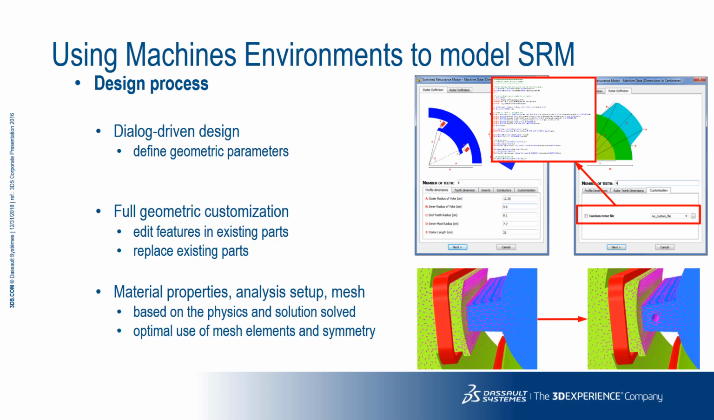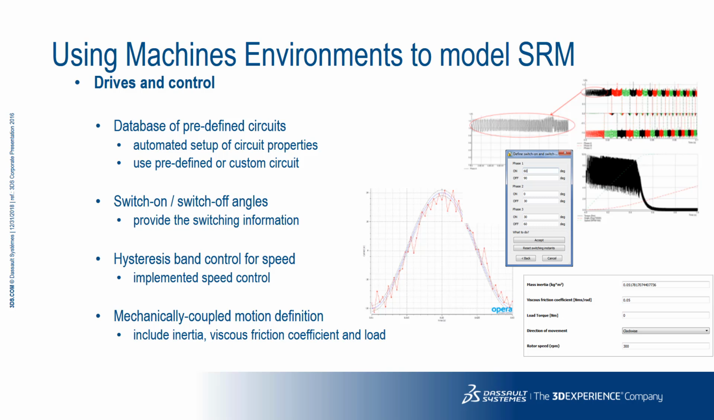So let's take a quick walk through the steps in our fully automated dialogue-driven design process. First, choose your geometrical parameters such as number of poles and critical feature dimensions. Full customization facilities are available should you be building a very novel type of machine. Material properties will automatically be applied to the various components, but again you can change the contents of the standard library. Drive circuits are selected, or again you can specify your own.